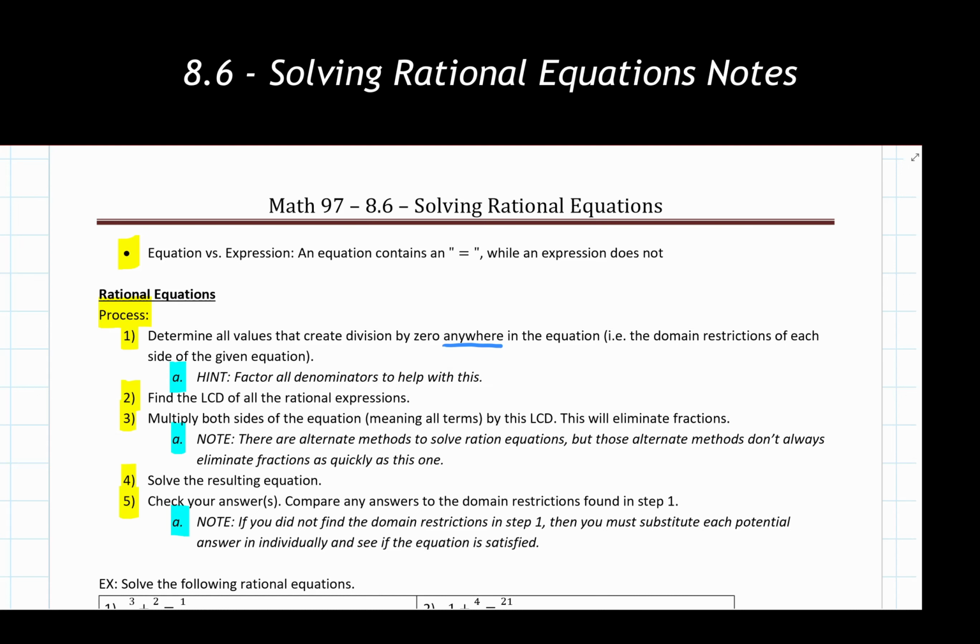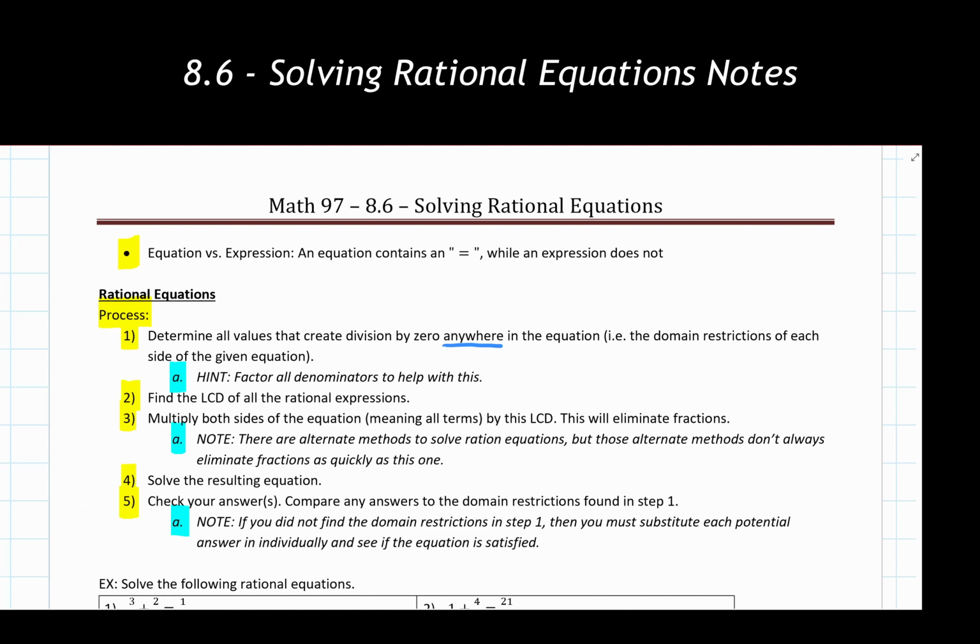This is technically an optional step, but I am going to show you where the advantages of it are later on in the problem. You might be looking ahead, but it's going to show up quite a bit here in example 5, and it's going to save us some steps down the road. But that's where we're starting. We want to find all the domain restrictions in the original equation.